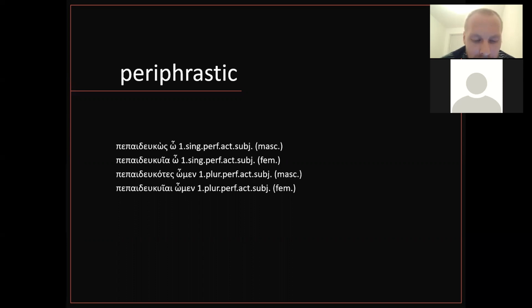For instance, pepaideukos o is the first person singular form of the periphrastic active perfect subjunctive when the subject is masculine, and pepaideukuia o when the subject is feminine. And then pepaideukotes omen again is the first person plural form when the subject is masculine, and pepaideukuiai omen is the feminine variant. Okay.